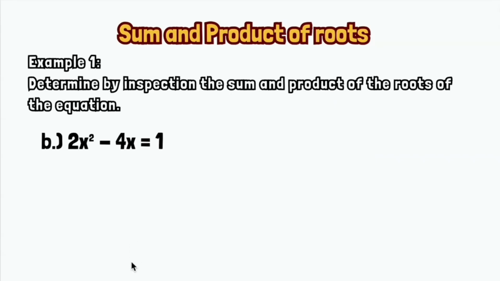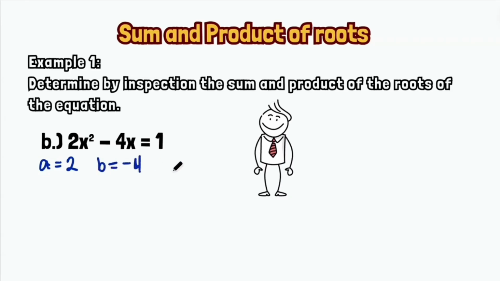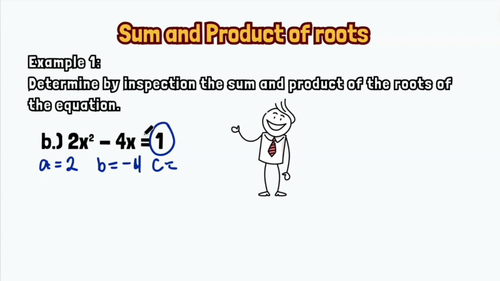Example would be like this. Okay, what if the a is greater than 1? Okay, the first thing that we need to do here is basically to identify a, which is 2, b, which is -4, c is, sige, no? Si 1 ay hindi pa naka, ito yung equation na ito, hindi naka-standard form. Ilipat natin sa kabila. Now, we have -1.